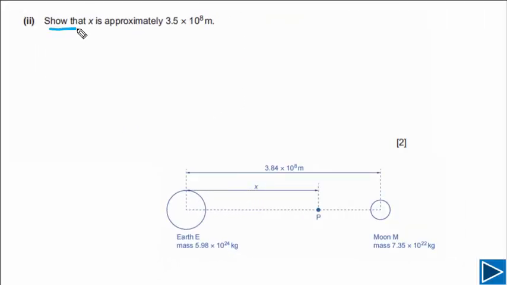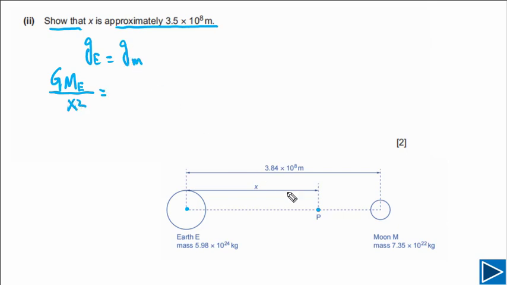For the second part, we need to show that x is approximately equal to 3.5 times 10 to the 8 meters. We need to find the value of x. But we have already discussed that at the neutral point, the value of g due to Earth is equal to the value of g due to the moon. So at P, they have the same magnitude but are in opposite directions. To calculate the value of g, we can simply plug in: this is GM, where M is the mass of Earth, divided by the distance from the center of Earth to this point, and that distance is x squared.